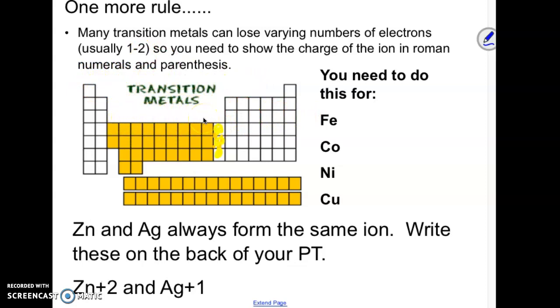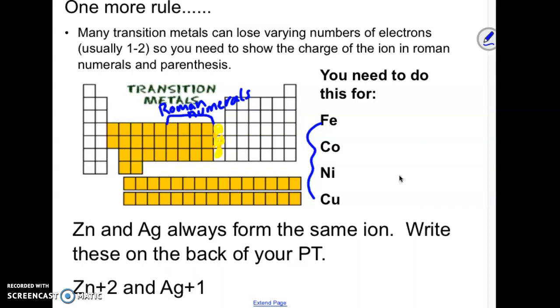Now on your test, I will only ever ask you about iron, cobalt, nickel, and copper. I'll only ask you about these four, and those four are found right here on your periodic table. You are going to need Roman numerals for your transition metals. So maybe give yourself a reminder, like, I'm going to need Roman numerals for my transition metals. You can give yourself that reminder on your periodic table.